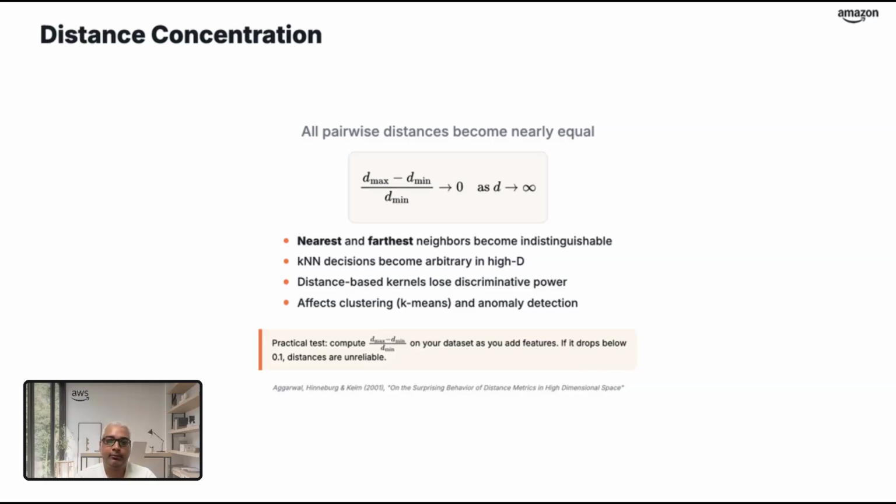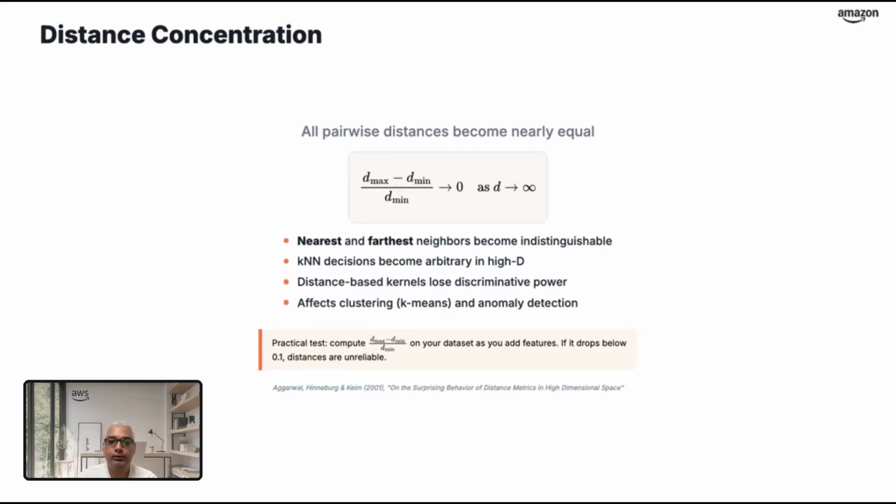The same problem also comes up in kernel methods, let's say in an RBF kernel, which uses a Gaussian function of the distance. If all the distances are getting nearly identical, all the kernel values become identical as a result, and the kernel matrix carries no useful discriminative information. K-means cluster assignments become arbitrary as a result.